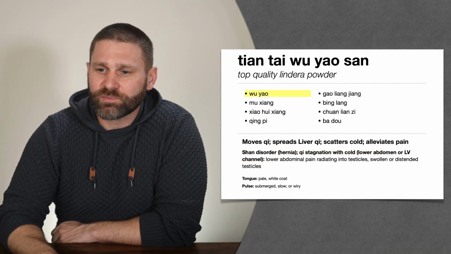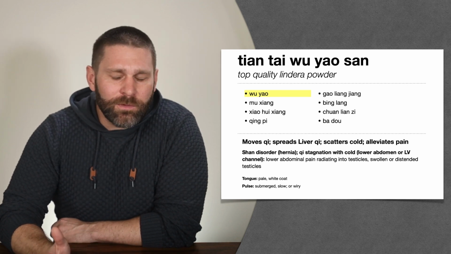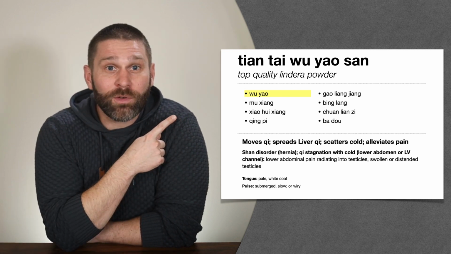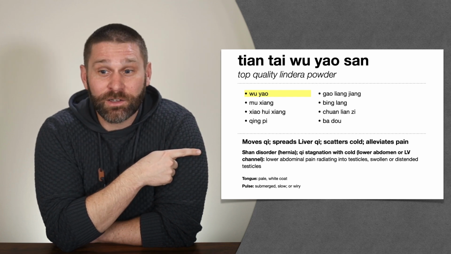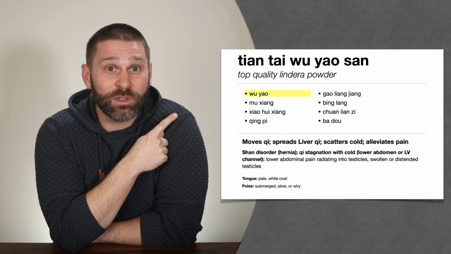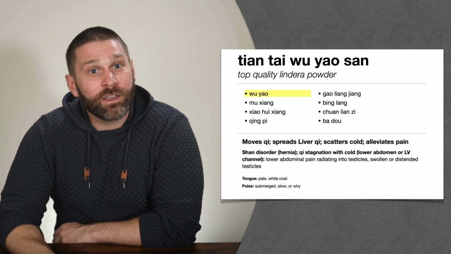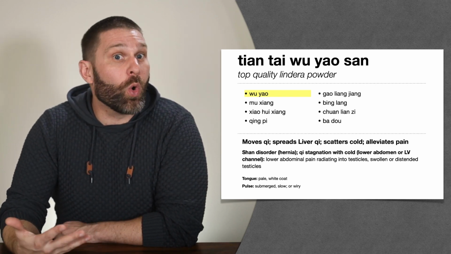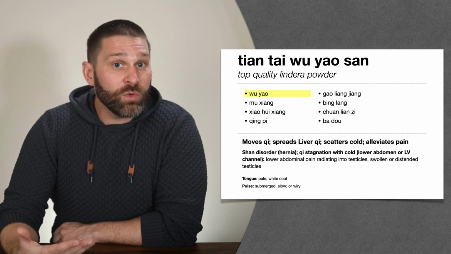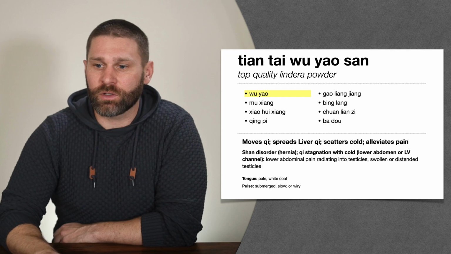So if we have cold stagnation in the liver channel, these are some of the symptoms that may present. And kind of the point here is maybe you're not learning formulas yet, but it turns out we have a formula with Wu Yao in the name, and that formula is good for shan disorder. Probably means it's important to know that Wu Yao is good for shan disorder. So remember, Wu Yao regulates middle jiao qi, regulates liver qi, and it's warm in temperature. So it moves qi through the liver channel, but also warms the channel for this shan disorder due to cold.